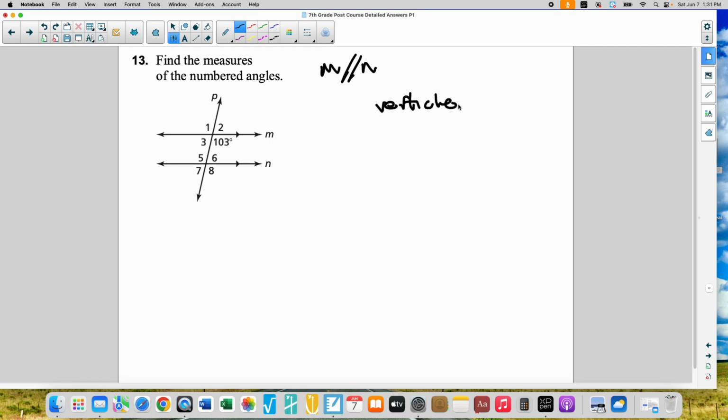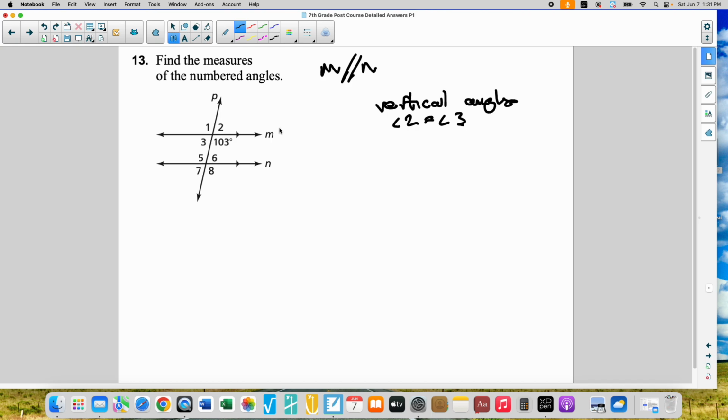Vertical. I don't know how you spell vertical angles. That's probably not right. I think there's an A in there. Vertical angles. Vertical angles are, for example, angle 2 is equal to angle 3.